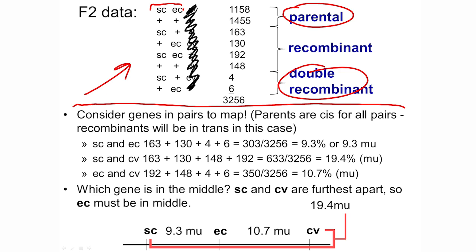So here's the whole key to this. I want to know the map distance between scute and echinus. We can do it the same way that we did the original simple map between 2 loci, but we want to use the cis and trans terminology.